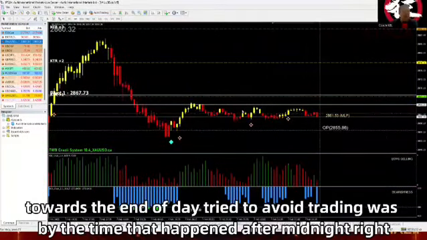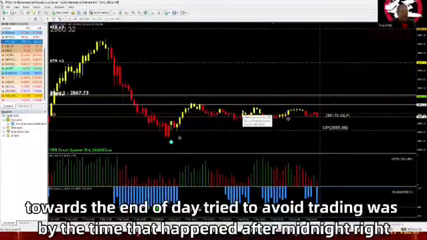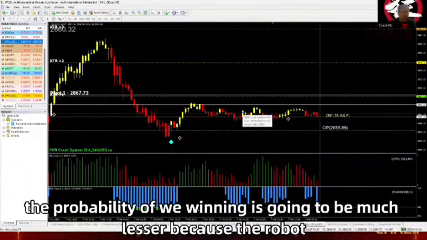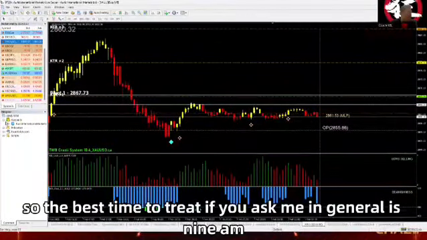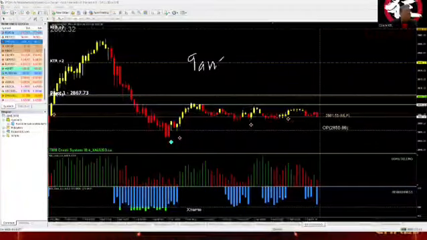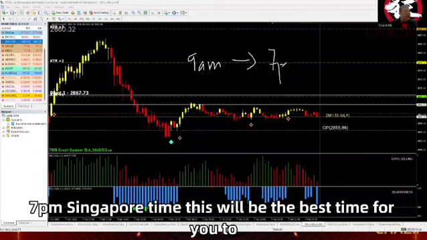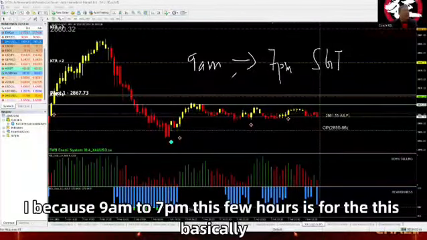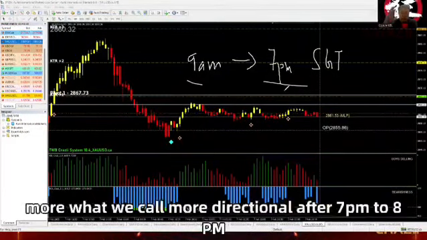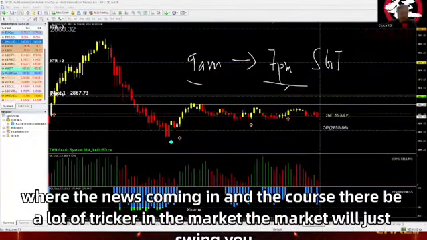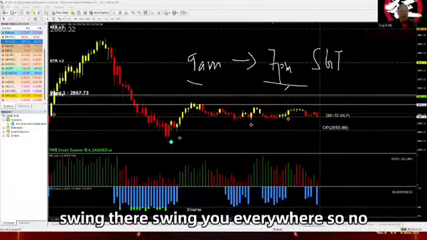Now do note that as the market goes towards the end of the day, try to avoid trading, because by the time that happens after midnight, the probability of winning is much lesser because the robot will come into the picture already. So the best time to trade, in general, is 9 a.m. Singapore time to 7 p.m. Singapore time. Because in these hours the market volatility is the strongest, and the market moves more directionally. After 7 p.m. to 8 p.m., that's where the news comes in, and there'll be a lot of trickery in the market. The market will just swing here, swing there, swing everywhere.